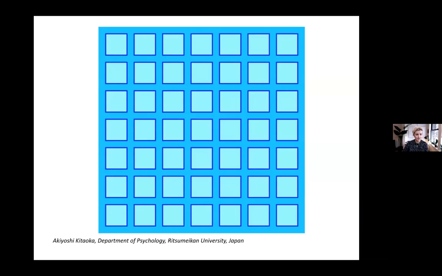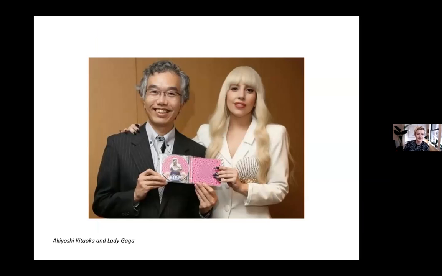So I was interested, where are all those images coming from? Because I always assumed it was part of the internet. And obviously I was very wrong. A person responsible for developing most of those visual illusions that we are familiar with is this Japanese professor of psychology at Kyoto University. His name is Akiyoshi Kitaoka. And here he is photographed with Lady Gaga. He designed the cover for her album, and I thought it was so appropriate.